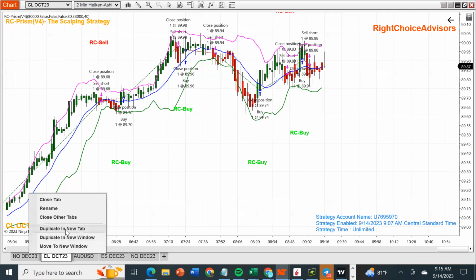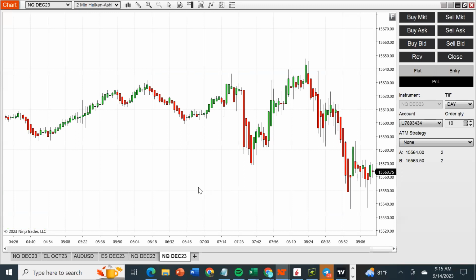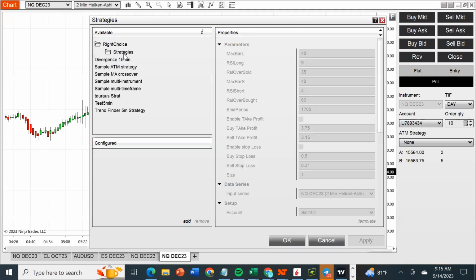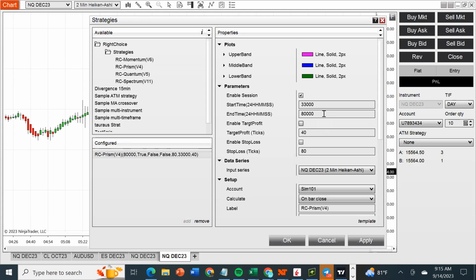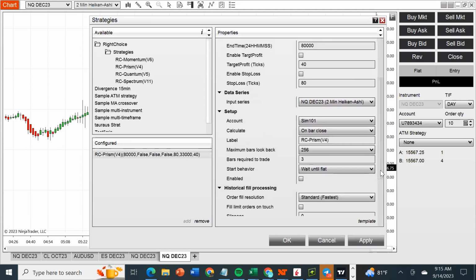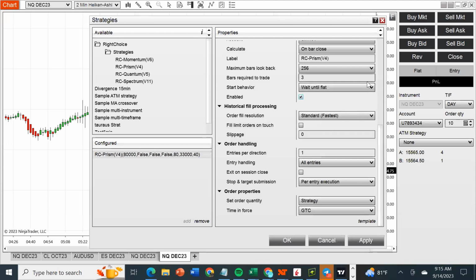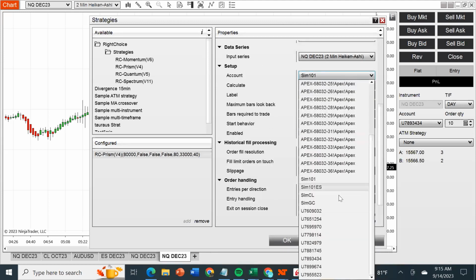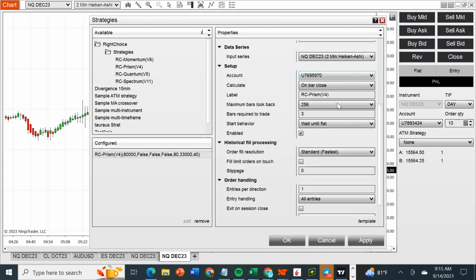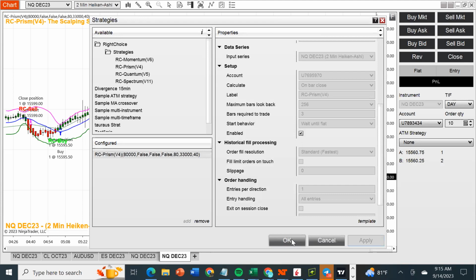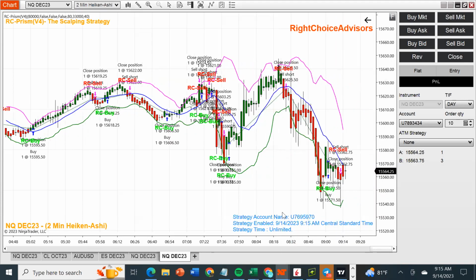Let me duplicate in a new tab, and then strategies. I want to give the same account. You can connect to Apex, or you can connect to individual accounts. It is up to you which one you want to connect. Okay, now the account is connected to NQ and also CL.